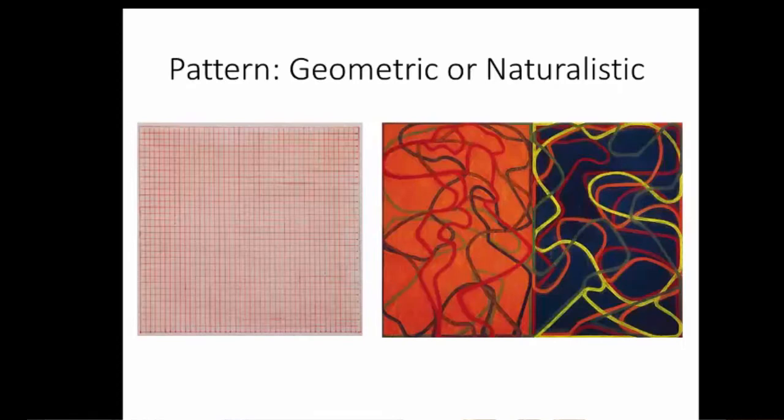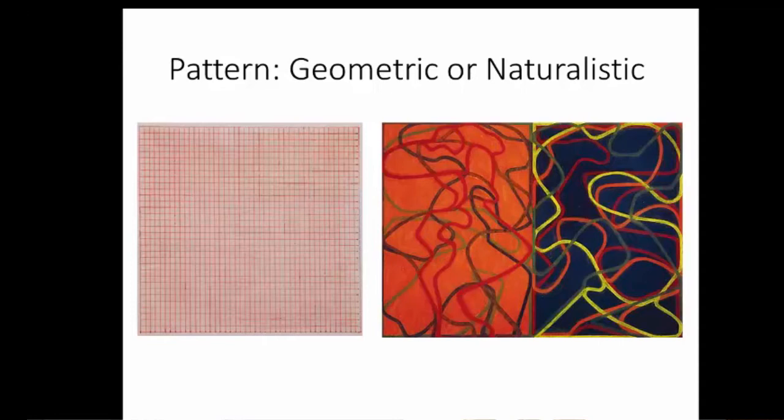We can also look at the element of pattern. And there are two basic types of pattern. There is geometric patterning on your left and naturalistic patterning on your right. Okay? And again, if you look at this, you see on the left the geometric pattern created through the equal sequencing of small rectangles creates a sense of order and stability. Whereas the organic shapes on the right create a sense of visual instability and excitement.